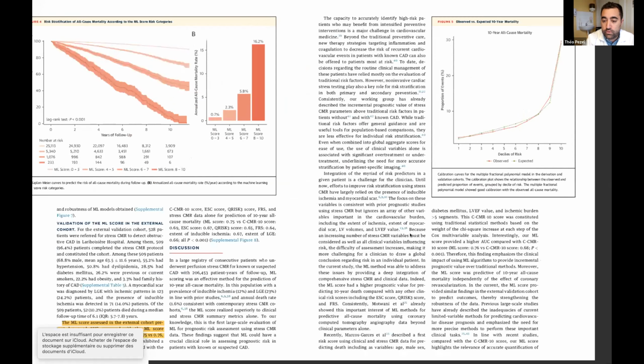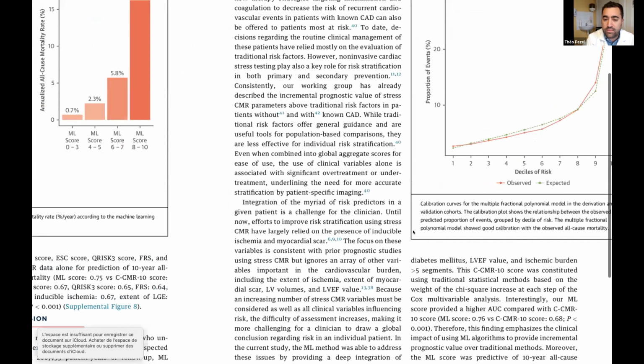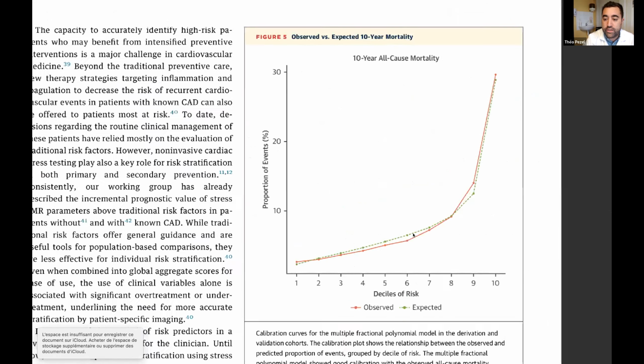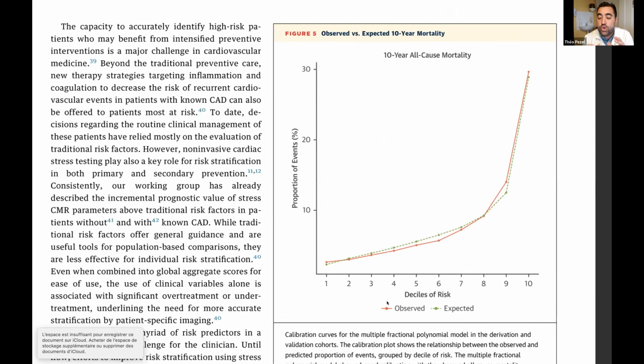Just before concluding, my colleague insisted before, and I think it's so important, on calibration. Indeed, we have to know if the prognostic value of our machine learning score is good for all deciles of risk of patients and not just for patients with a very high risk or a very low risk. You can see here in red, observed death, in green, expected death, and the calibration was really good after 10 years of follow-up. So it means that it works for patients with a low risk of death or with a very high risk of death.